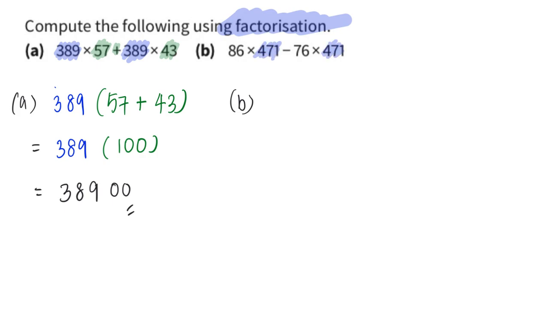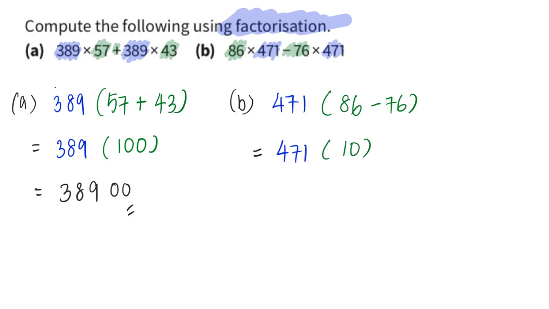For part B, it is the same idea. 471 is the common factor. I'm going to take that out, and I'm left with 86 minus 76. And this is quite straightforward again, because 471 is outside. 86 minus 76 is just 10. So my final answer, 4,710.